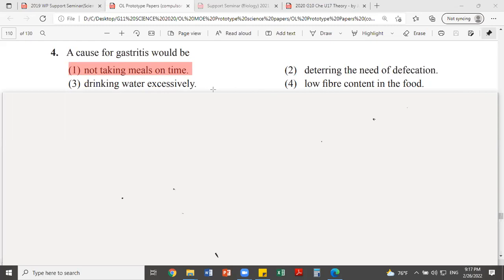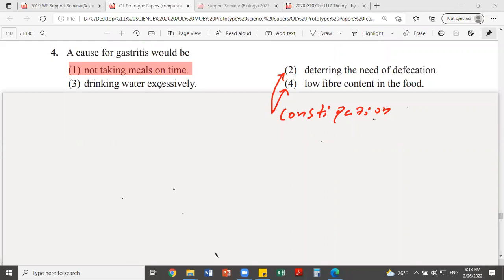Drinking water excessively is not a problem, I mean, it will not cause a serious disease. But this one, low fiber content, and if you postpone this one, that can cause a problem related to the digestive system, constipation. Can you please put an arrow towards 2 and 4, right? It can cause the problem constipation. That is also associated with a digestive system disease. So gastritis is also associated with the digestive system.